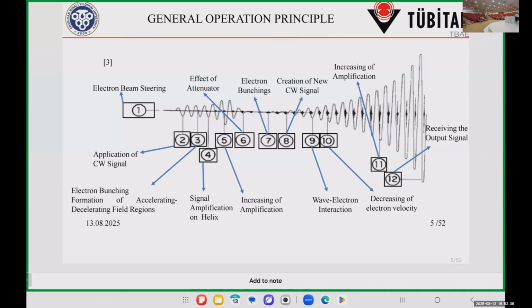So after this beam wave interaction, the velocity of electron is decreasing, and amplification of the electromagnetic wave is increasing. So we must receive the output signal before saturation. So we can see number 12. We receive the output signal. So this is a graphical representation of a general operation principle of TWT, we can say.